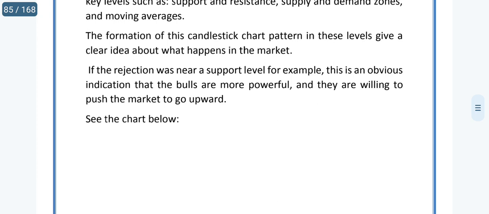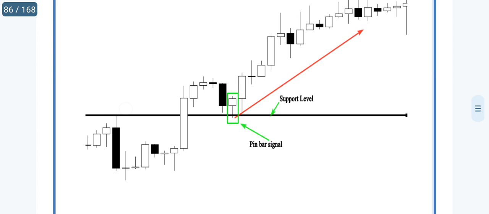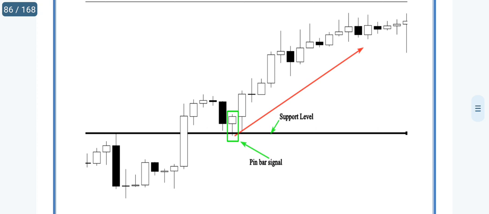I have already explained this, that if the rejection is near the support level in the downward trend, it is an obvious indication that the bulls, the buyers, are more powerful, and they are willing to push the market to go upwards. And this is illustrated in the chart that you are seeing. This is an illustration. So we have our support level in the downward trend. We have our penny bar highlighted in the green box.